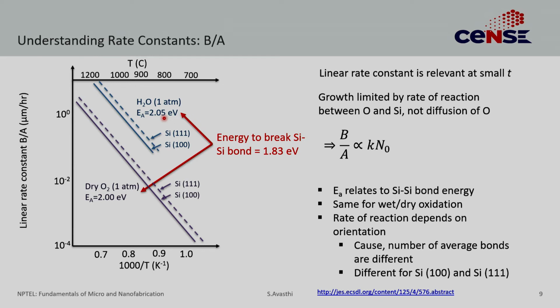It is no surprise that this E_A is the same for wet and dry oxidation. It does not change whether the oxygen species is water or oxygen, because in both cases you are limited by the ability of the silicon-silicon bond to break. So, the oxidant does not matter. What you are oxidizing is silicon. So, the energy of breaking that bond is the bottleneck. That also makes sense.